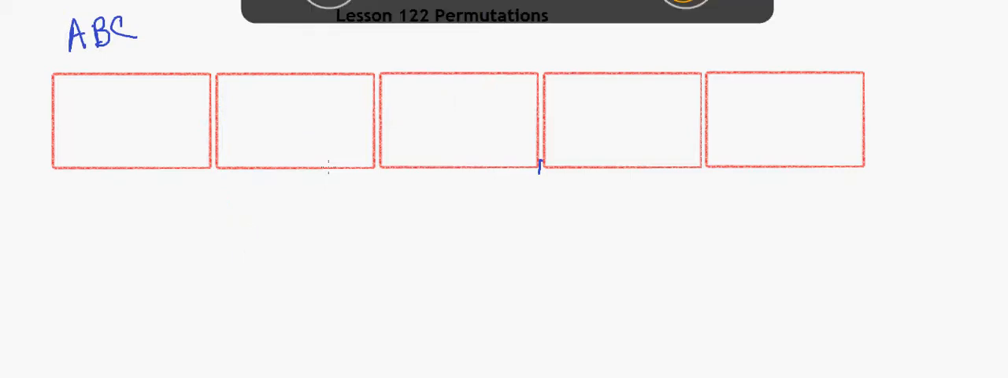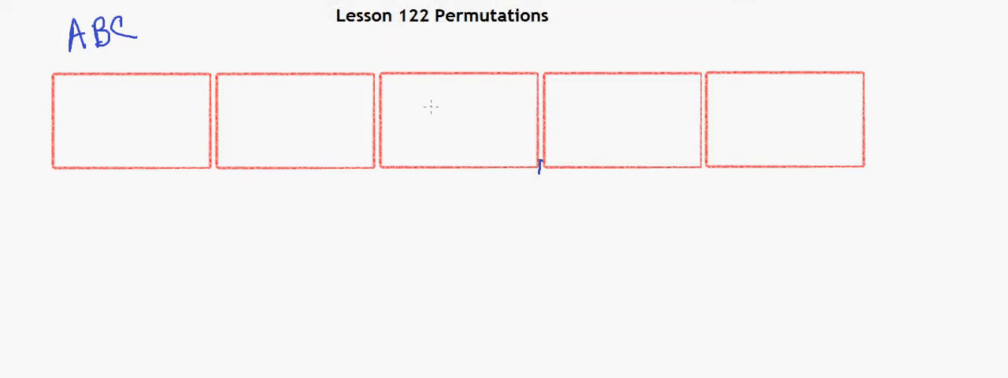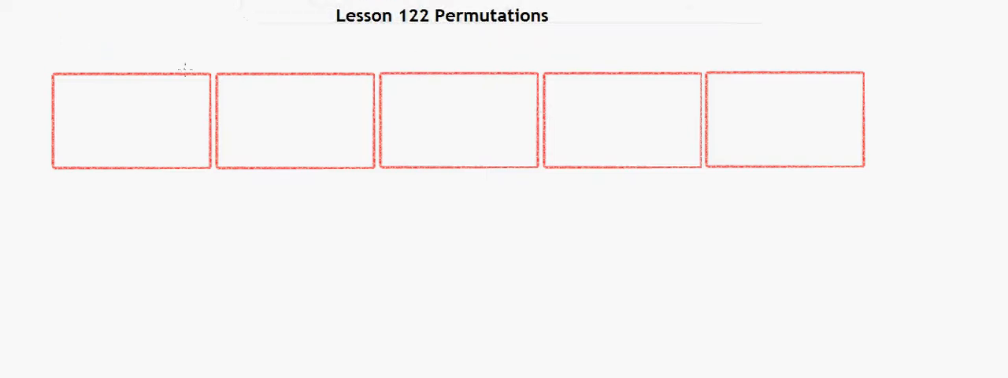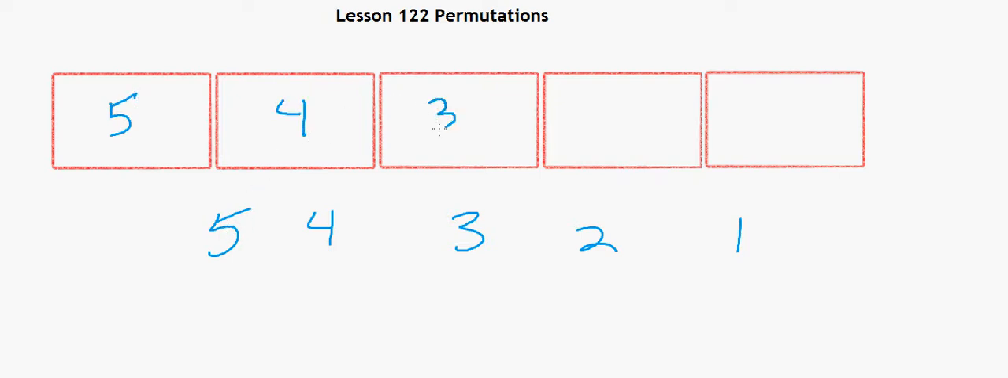What if I had more? Well, what we just did works for anything. Let's say we have 5 boxes like this, and we need to put in the numbers 5, 4, 3, 2, and 1. That's one way I could do it, right? But then I could also do 4, 5, 3, 2, 1, right? So, same thing as the ABC. How many ways could I put a number into the first box? I have 5 total numbers to choose from. Then I have only 4 because you can't use the same one twice. This is a permutation.